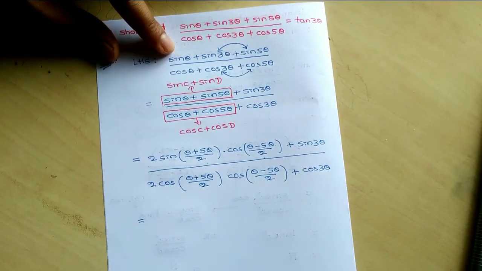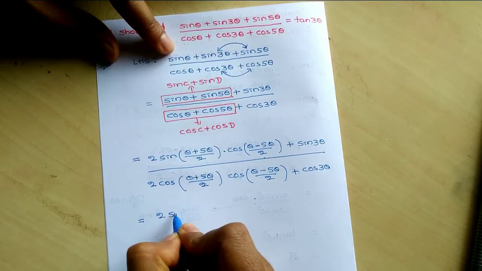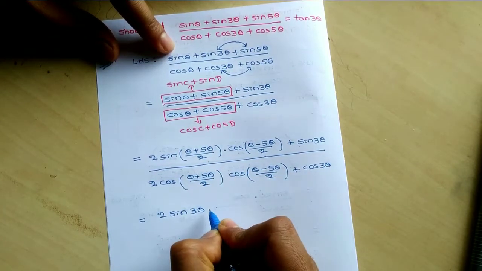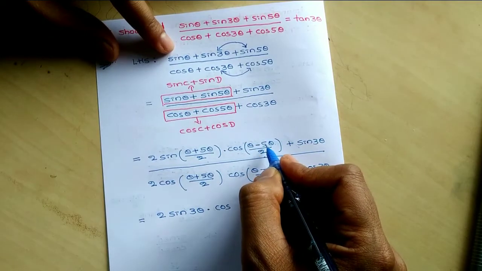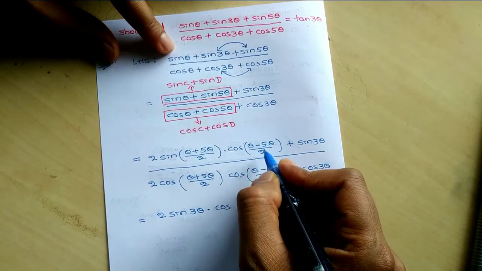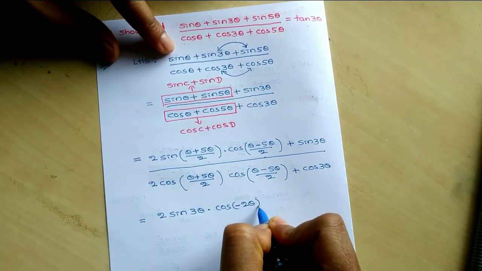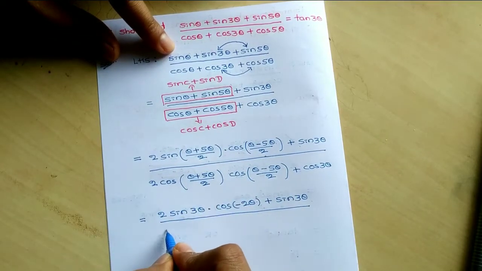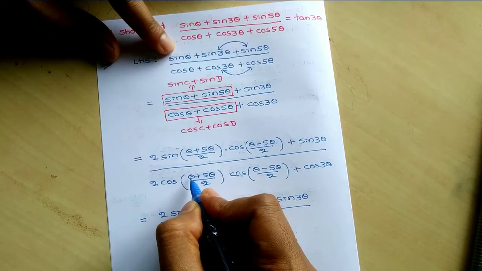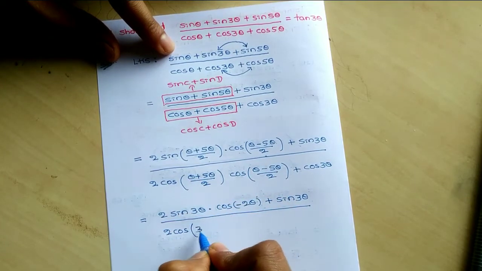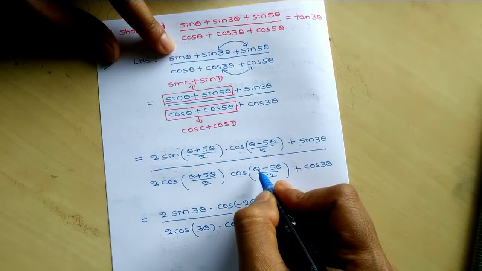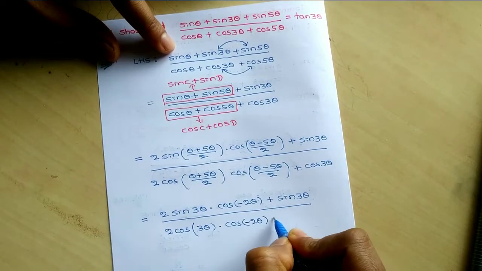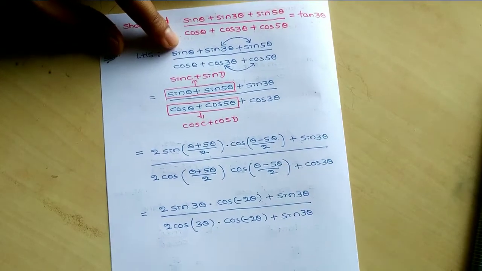So which is equals to 2 into sin (5 theta plus theta is 6 theta, 6 theta divided by 2 is 3 theta) into cos (theta minus 5 theta is minus 4 theta, minus 4 divided by 2 means minus 2 theta), plus sin 3 theta, I am going to keep it as it is, divided by, next here 2 into cos (5 plus 1 is 6, 6 by 2 means 3 theta) into cos (1 minus 5 is minus 4, minus 4 by 2 means minus 2 theta), plus sin 3 theta, I am going to keep it as it is.